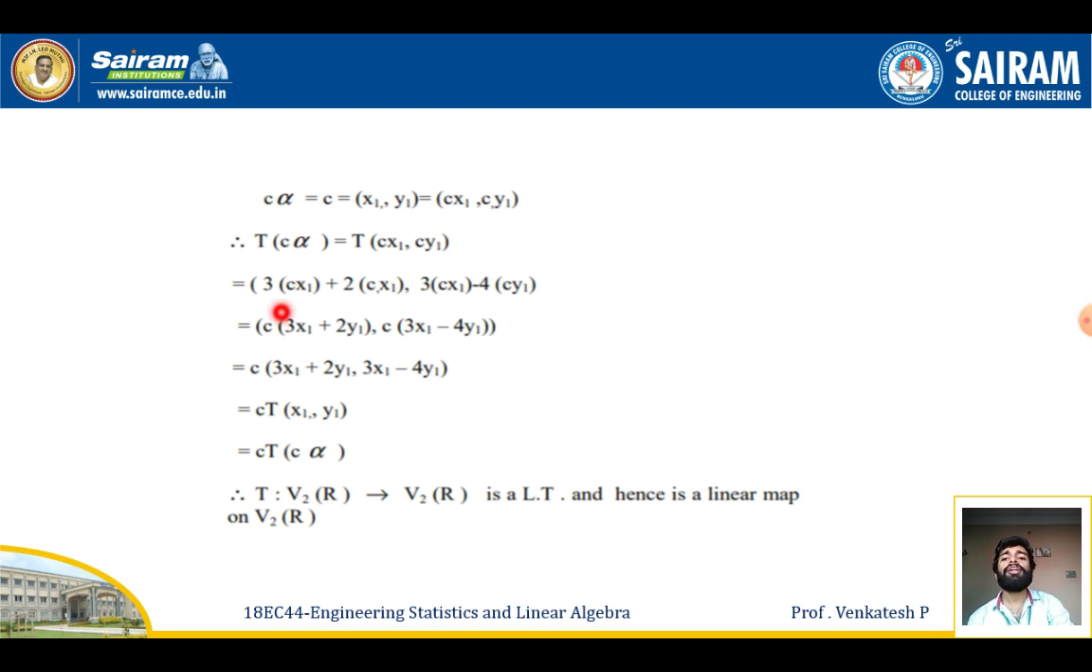I'll be getting c of c into 3x1 plus 2y1 comma c into 3x1 minus 4y1. I can take c common factor. I'll be getting 3x1 plus 2y1 comma 3x1 minus 4y1. So c times of T, the transformation of x1 y1, it will be equal to what? C into T alpha. So hence I can conclude that the transformation mapping V2 of R to V2 of R is a linear transformation, hence is a linear map on V2 of R. Since it is mapping the same space into the same space, I can say it is a linear map.